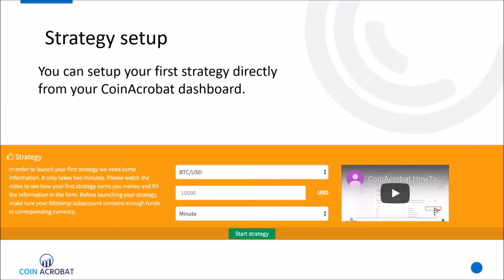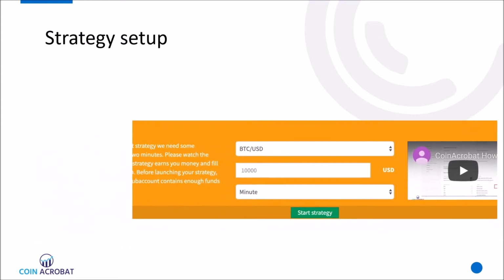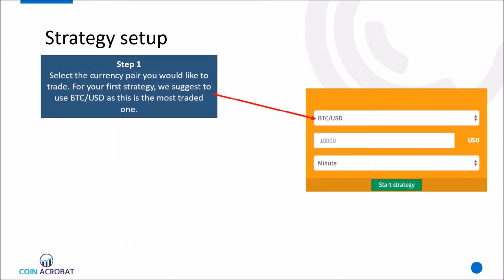When you log into your CoinAcrobat account for the first time, and as long as you have no active strategies, you will find a quick start banner on your dashboard. First of all, you must decide which currency pair you would like to trade. If this is your very first encounter with cryptocurrency trading, I would suggest starting with the pair Bitcoin, dollar. This one is traded by the most people.